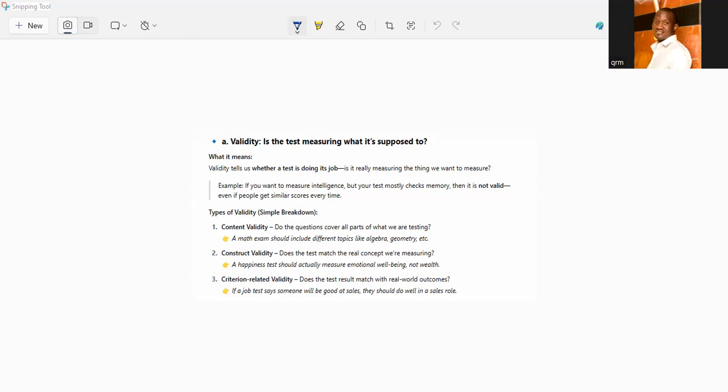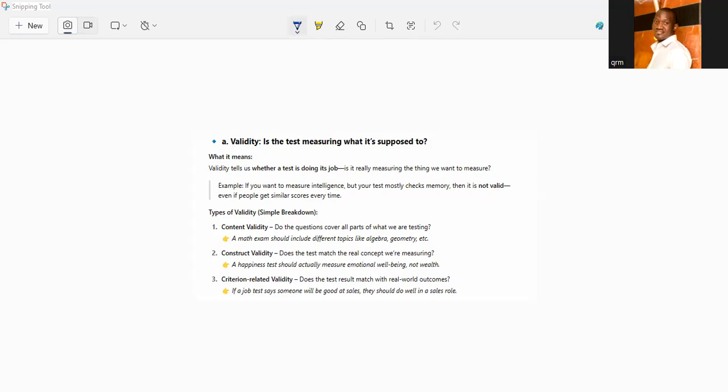Construct validity. What does it measure? It measures whether the test really matches the big idea we're trying to measure, a construct. For instance, if the construct you want to measure is happiness, the test should ask questions about emotion, satisfaction, well-being. If it's only asking about money, then it's not a good match. We also looked at what? Criterion validity. Criterion validity asks whether the test matches real life success or outcomes. If a test says that someone will be a great salesperson, we should see them actually doing well in sales. If not, the test will be what?